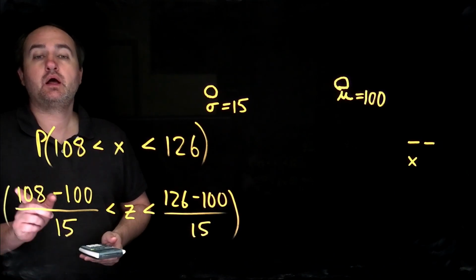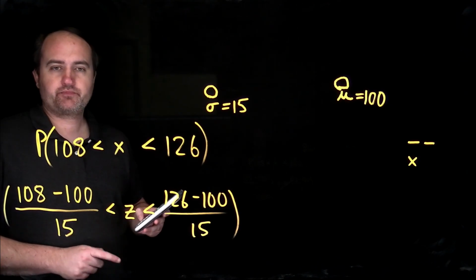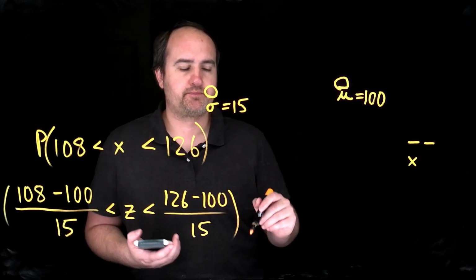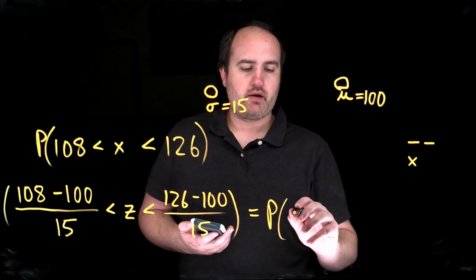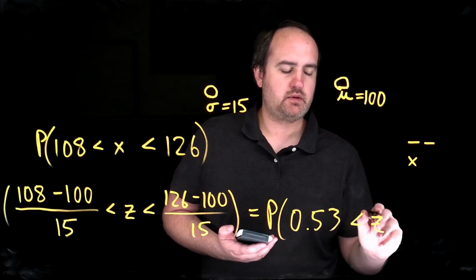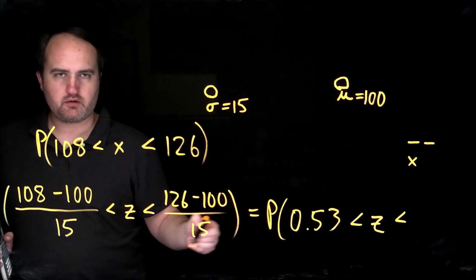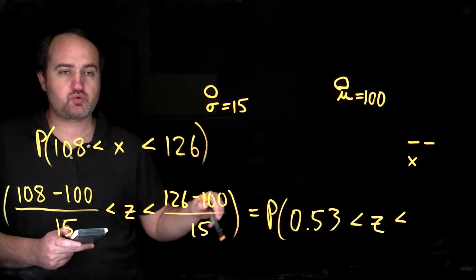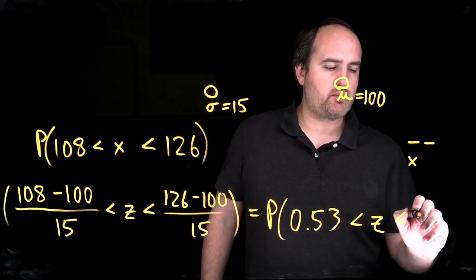Okay, so we've got 108 minus 100 is 8, and then 8 divided by 15 is going to give us our z-score on the left, which is 0.53. Okay, so this is going to be the probability of 0.53, our first z-score, is less than z, is less than, again, entering this into our calculator for the right z-score, 126 minus 100 is 26, and then 26 divided by 15 gives us a z-score of 1.73.